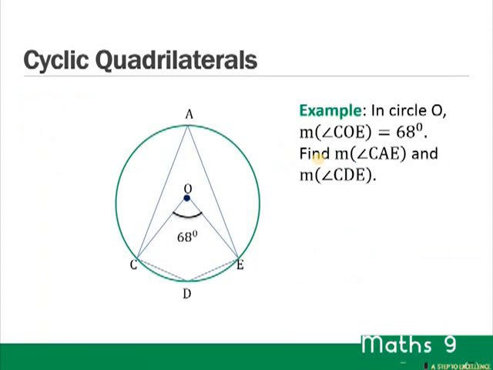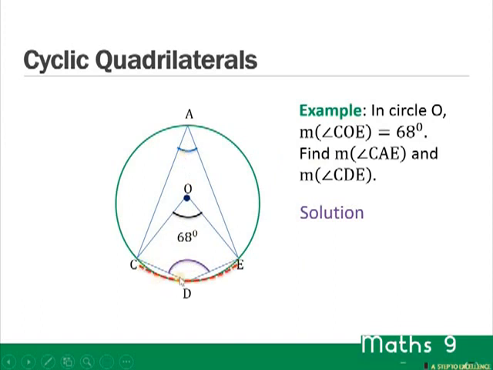Example. In circle O, the measure of the angle COE is 68 degrees. Find the measure of the angle CAE and the measure of the angle CDE. So we want to find these two angles here.